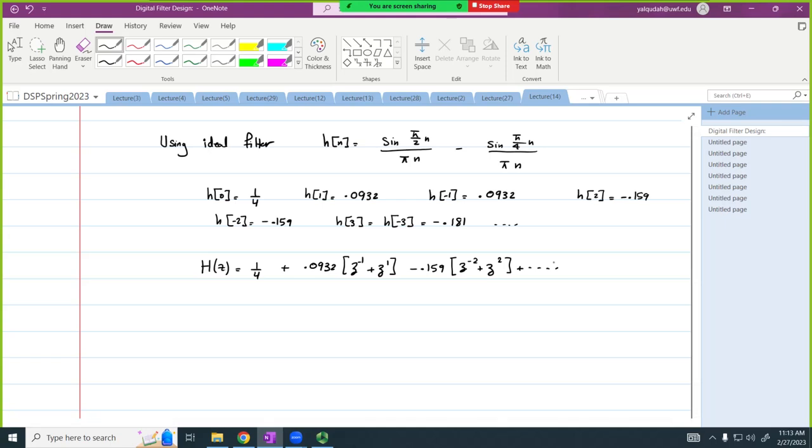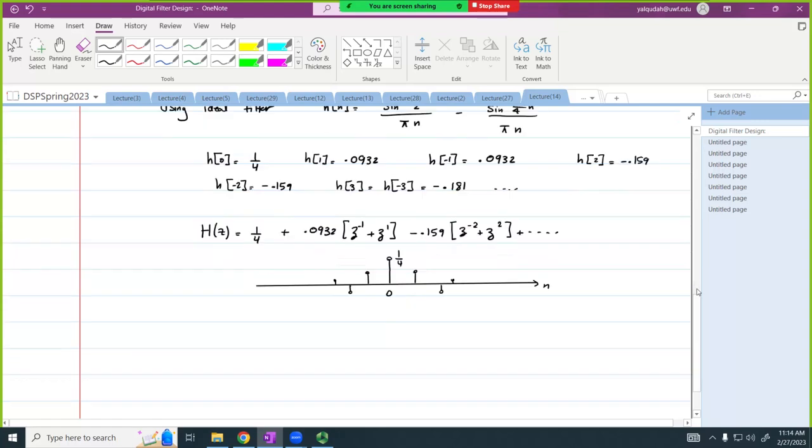I know h of n is just a discrete time signal, and therefore, to find the z transform, I just calculate the z transform of the discrete signal. Of course, I don't have a closed form solution, but I have the first few terms. This is 0, this is n. Okay. Now if I want to implement a difference equation, what is the difference equation going to look like?